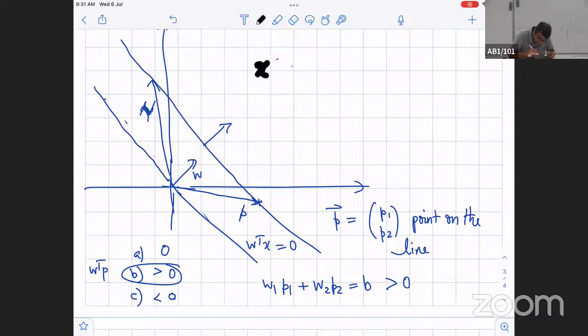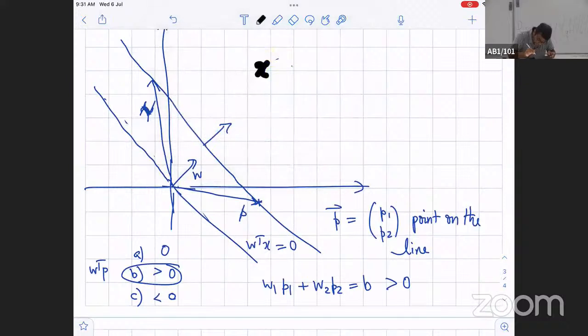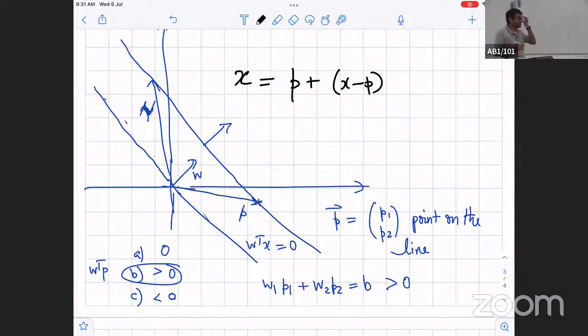You can decompose x into P plus x minus P, right? That's just simple adding and subtracting. But x minus P, if you visualize that, is this vector, correct?